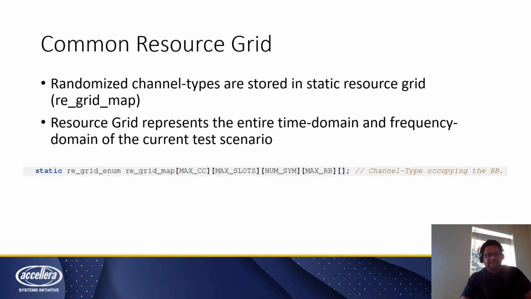So we look at the common resource grid. In this case, this is the common resource grid that is a static grid, which is an enumerated grid. And if you see here, we are setting up the grid in such a way that it has a maximum number of CCs that we intend to simulate, the number of slots, the number of symbols, which in 5G NR is fixed to 14 symbols, and the number of RBs, that is the max resource blocks that is possible in the 5G NR scenario, which is typically 273, 275 RBs. And like I mentioned, this resource map, RE grid map, is going to represent your entire time domain and frequency domain allocation. And this is what will be randomized at the end of your randomization cycle.